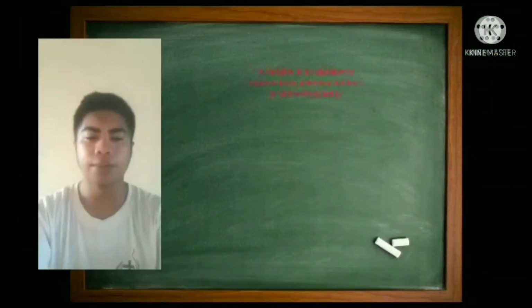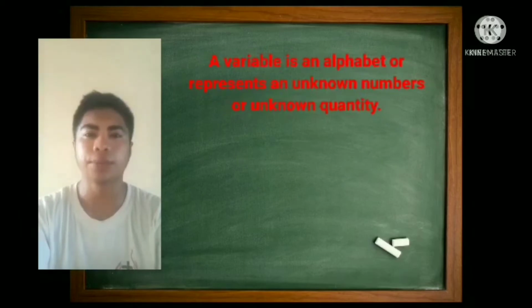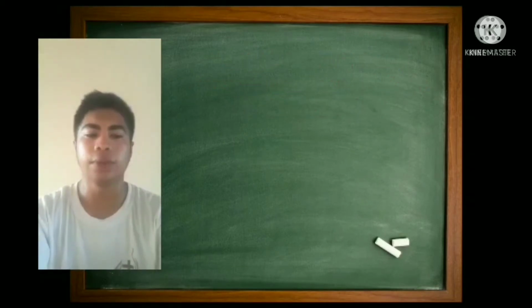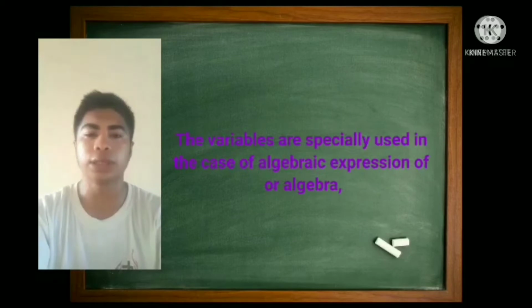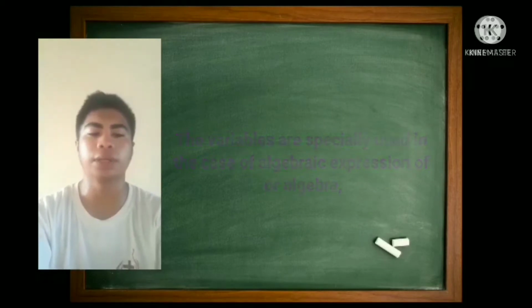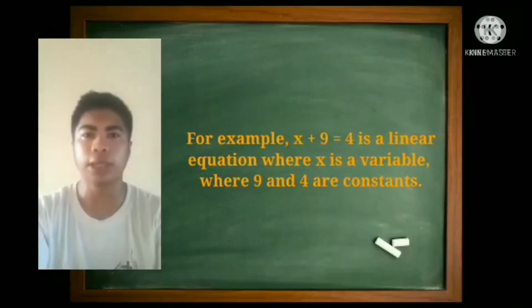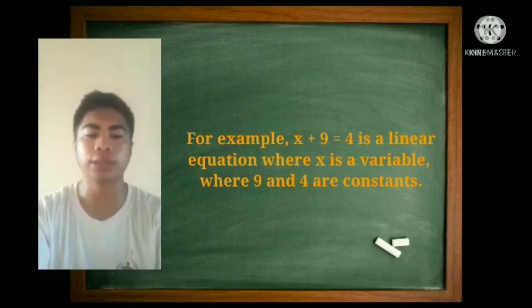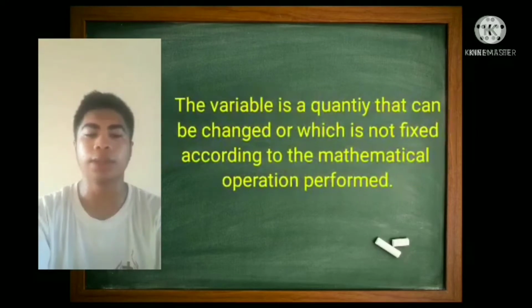In math, a variable is an alphabet or term that represents an unknown number, value, or quantity. Variables are especially used in algebraic expressions or algebra. For example, x plus 9 equals 4 is a linear equation where x is a variable, and 9 and 4 are constants. The variable is a quantity that can be changed.